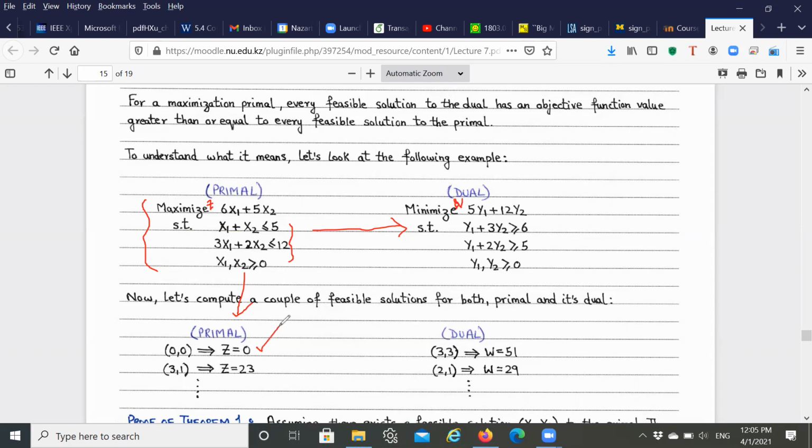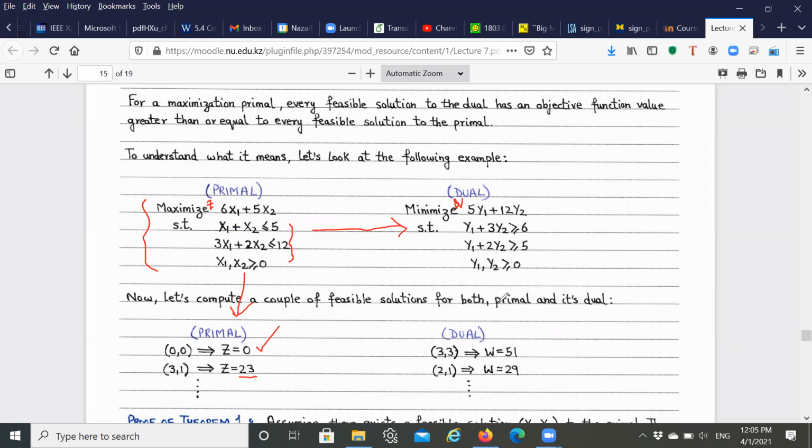Now let's look at some other values. For example, if I plug in 3 and 1, you would see that 3 plus 1 is 4, and 4 is less than or equal to 5. 3 times 3 is 9, plus 2 is equal to 11, and 11 is less than or equal to 12. So these two constraints are satisfied, and it gives us an objective function value of 23. We can keep doing this until we reach the optimal feasible solution. So this is for the primal.